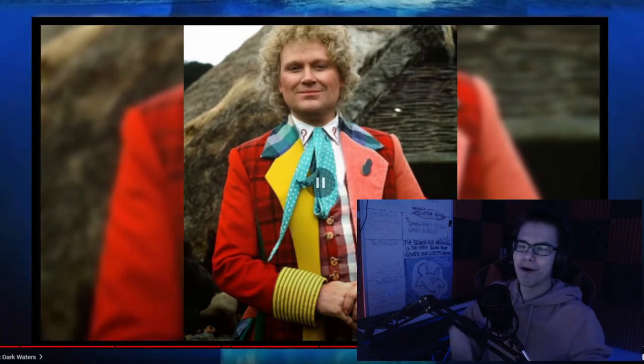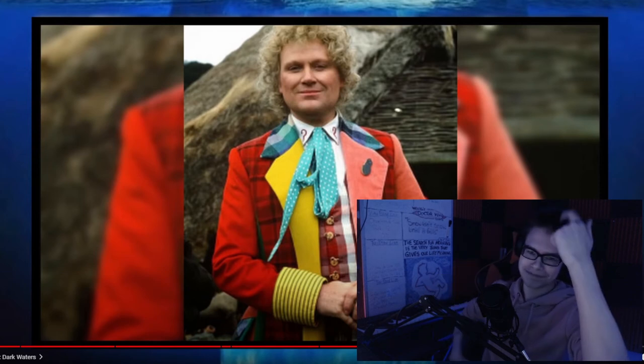Colin Baker's era of the show is plagued by several big issues, including the writing and budget, but most egregiously, this horrendous Technicolor Dreamcoat. This terrible fashion choice was chosen to highlight the Doctor's volatile mental state. But I think we can find better ways to go about doing that. Multicolored coat. Volatile mental state. Big brain.